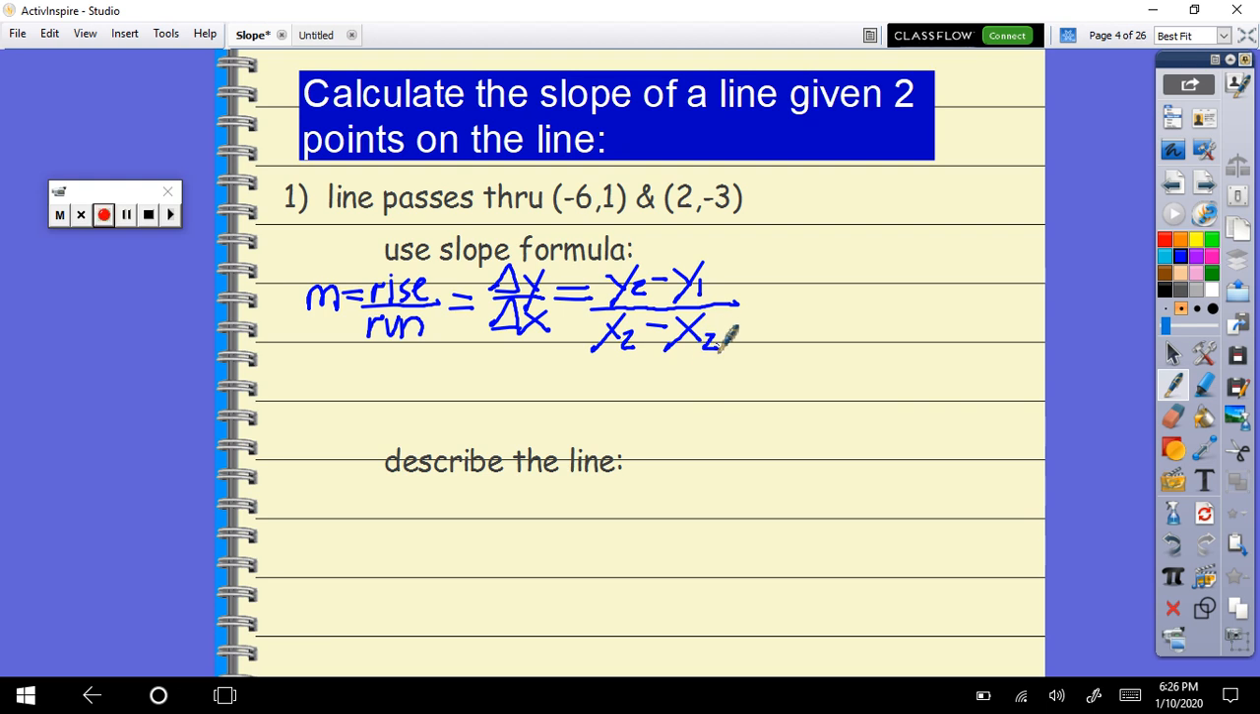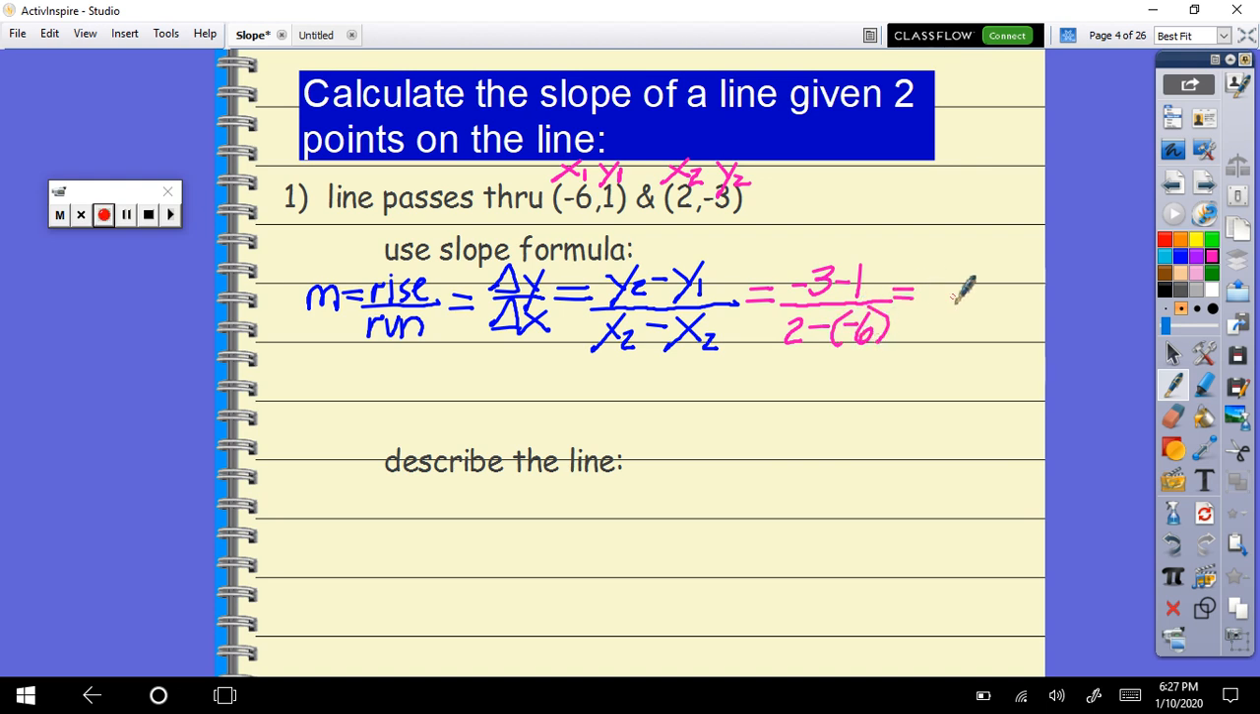Now if I want to do a specific problem here, I could let negative 6, 1 be my first point, so I'm going to call it x sub 1, y sub 1. 2, negative 3 then would be my second point, so I'm going to call it x sub 2, y sub 2. If I apply specific numbers to this slope formula, y2 is negative 3, y1 is 1, so y2 minus y1. x2 is 2, minus x1, which is negative 6.